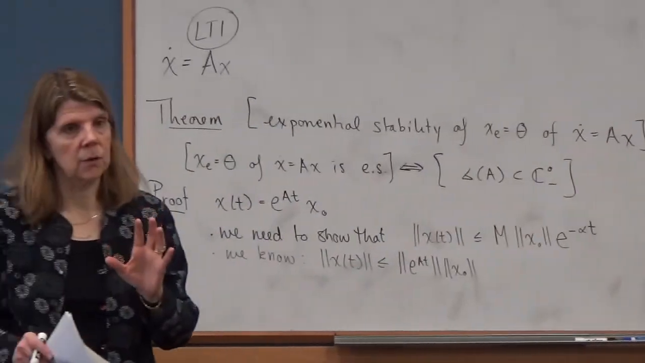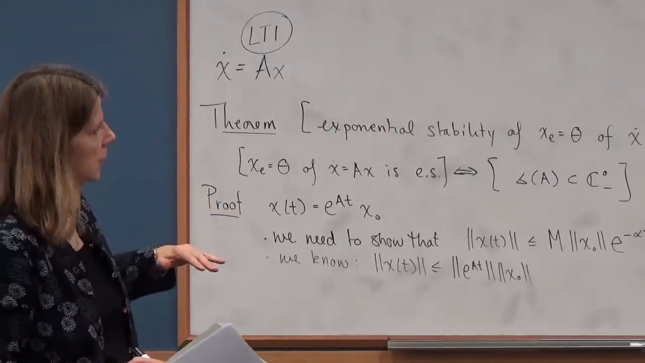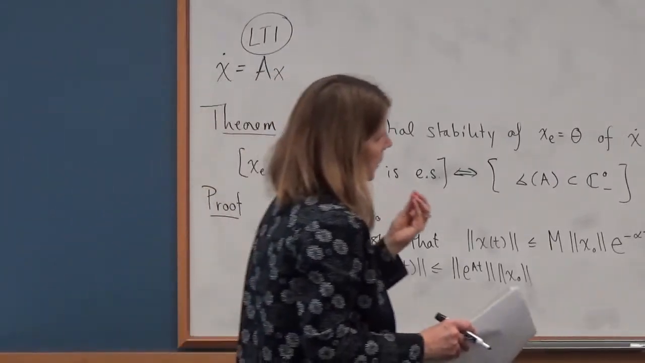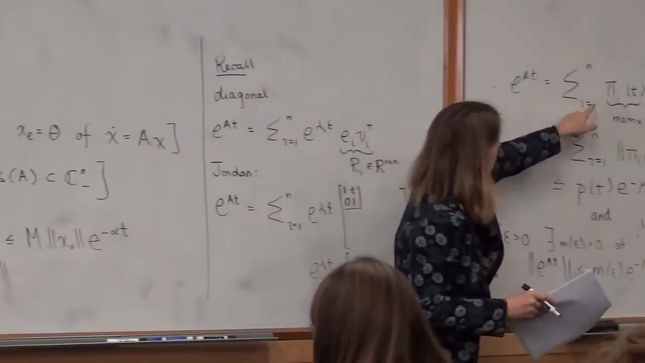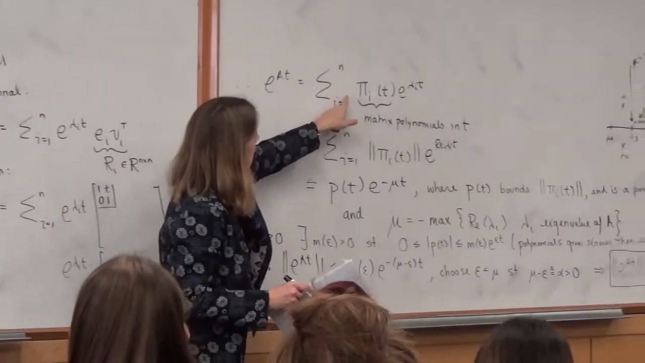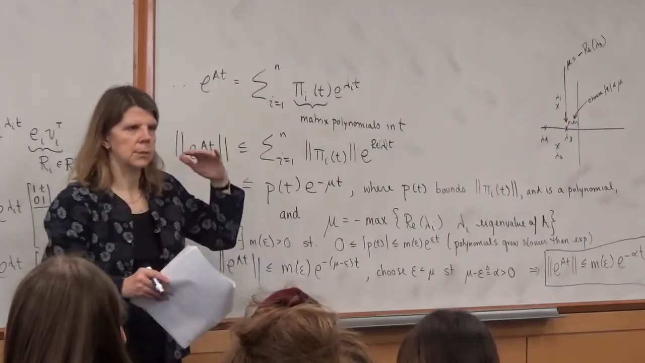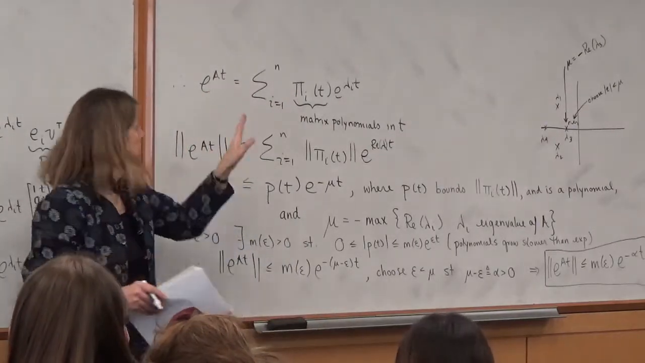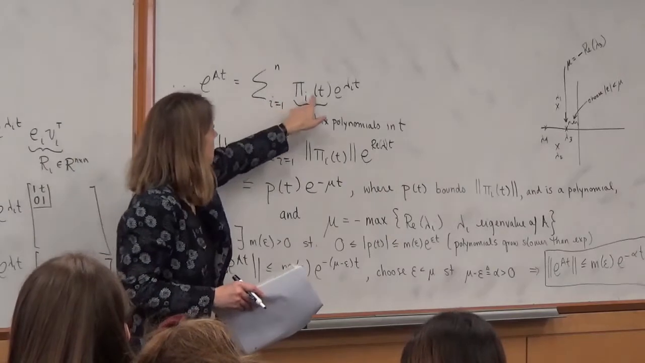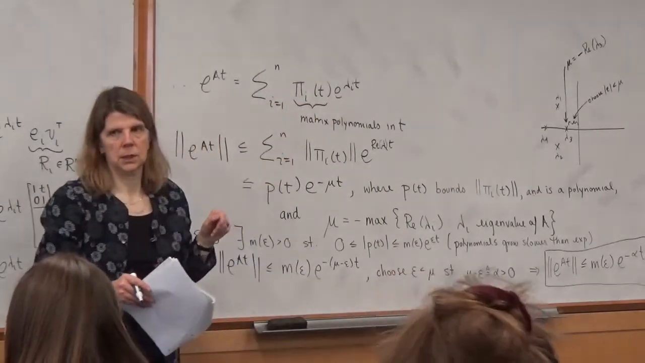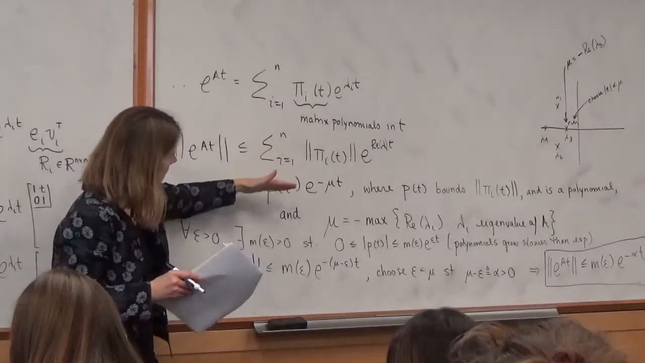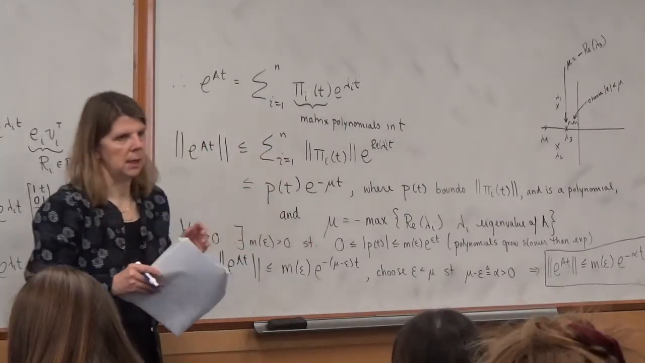All right, so we did it carefully. Where were we careful? We were careful in thinking about the Jordan form and how we translate our representation of A in Jordan form to a representation of e to the at in terms of polynomials times decaying exponentials. And then the rest is just being careful about establishing the bound correctly.